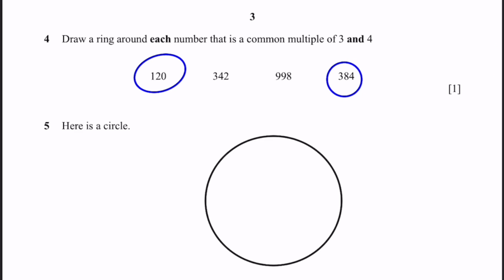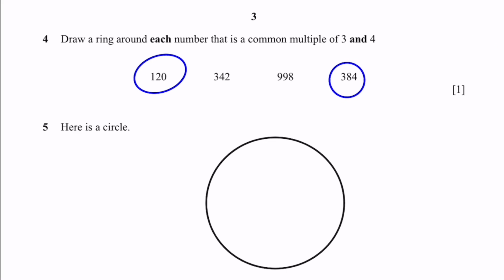That's the answer. And also, I forgot to mention that instead of dividing separately by 3 and 4, you can divide by 3 into 4, which is dividing all the numbers by 12. So you can do 120 by 12, 342 by 12, 998 by 12, and 384 by 12. And if you get an integer after that, that means it's a common multiple. Otherwise, it's not, like these two. That's the answer.